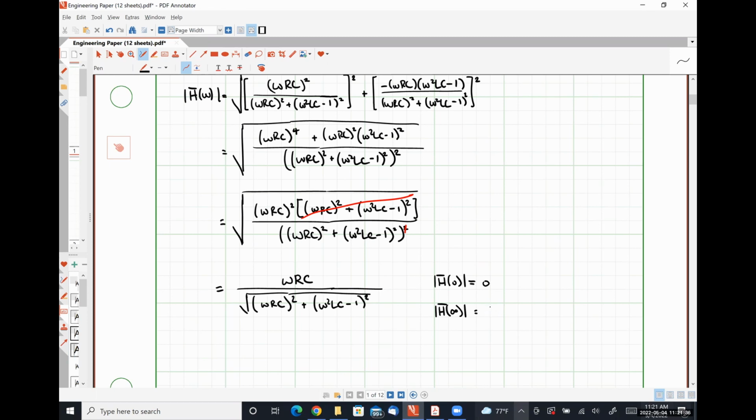So we attenuate low frequency signals and we attenuate high frequency signals. So this must be a band pass filter where our pass band is somewhere between these two extremes.